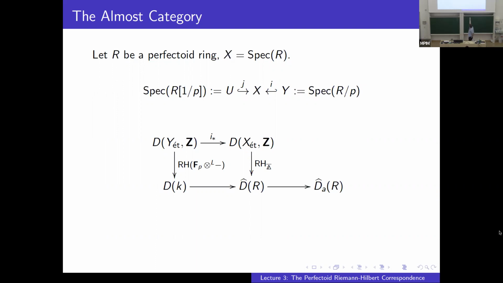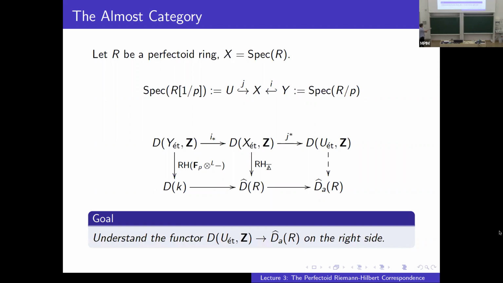Now, this almost category of the previous slide is what you get by taking D-hat of R and forming the Verdier quotient by the image of this subcategory. And you can also do that on the top line. If you take sheaves on X and divide out by the subcategory of sheaves that are supported on Y, what you get is the derived category of sheaves that live on the open set U. And so there's some arrow that completes this diagram. It's some construction which takes sheaves on the special fiber and lands in this almost category. My goal for the rest of this lecture is to give you a sense of what this construction looks like.